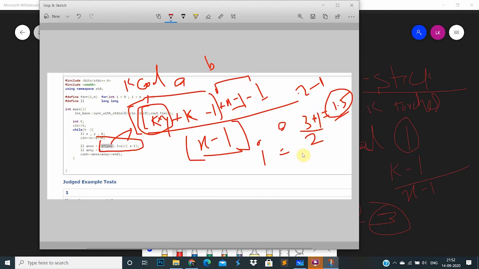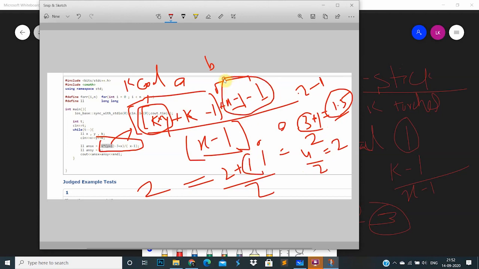So 3 plus 1 by 2 is equal to 2. If it is exactly 2, like 2 plus 1 by 2, the answer will still be 2, so it can't change our answer. But if it is a decimal value, it will convert into the next whole number. Yes, this will be the answer.